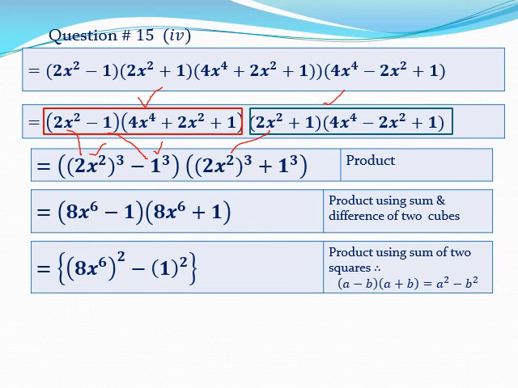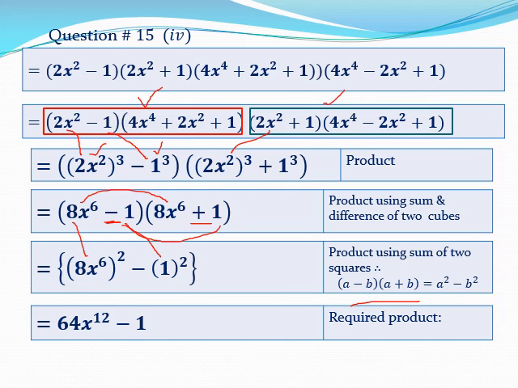Again observe, both terms are equal to each other, 8x^6 and 8x^6, and these two terms are equal to each other. And what is the difference in the two factors? Just these signs. So this type of two factors is combined by using difference of squares, a minus b times a plus b. So it is equal to the square of the first term minus the square of the second term. The square of the first term is 64x^12, minus 1. This is our required factor.